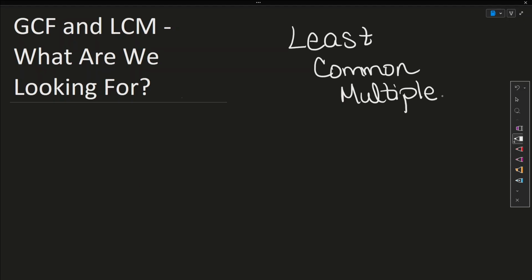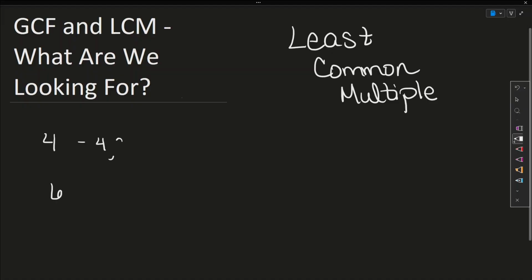Now, let's define least common multiple. The least common multiple of two numbers is the smallest multiple that both numbers share. One way to find the LCM is to list several multiples of each number and compare them. Let's consider 4 and 6.